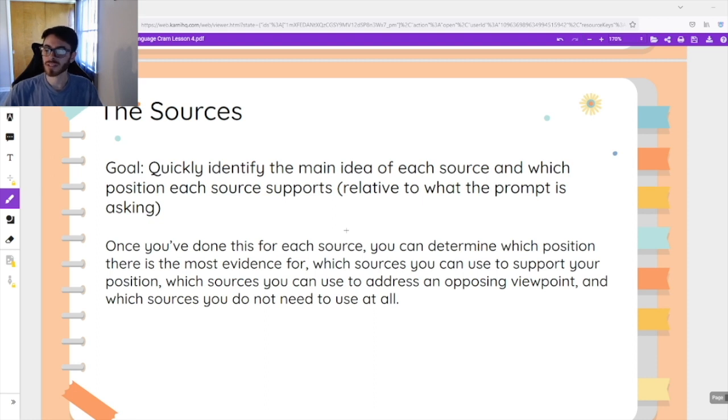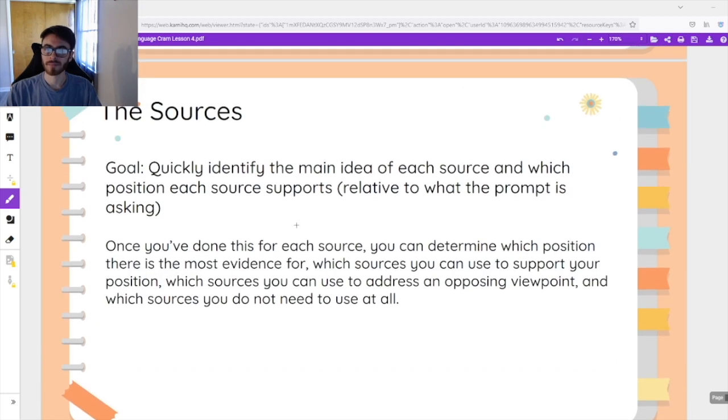So yeah, once you've identified this, then choose your position. And then because you've identified the position and the main idea of each of them, you can say, okay, I know these are going to be my 3 main sources that support my position, or the 4 main sources that support my position. I know that if I want to incorporate an opposing viewpoint, maybe I use this one. Or if I don't incorporate an opposing viewpoint, I know that I can completely ignore these 3 sources, or these 2 sources for the entire rest of my essay.